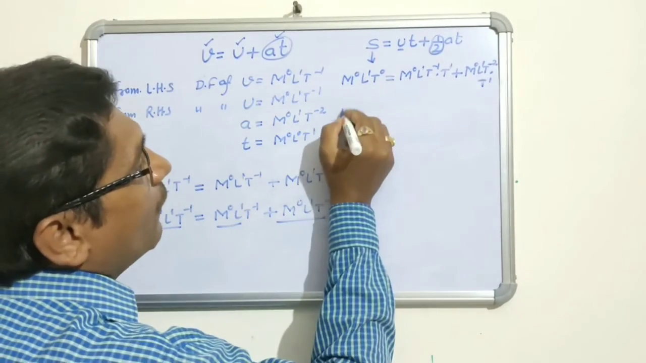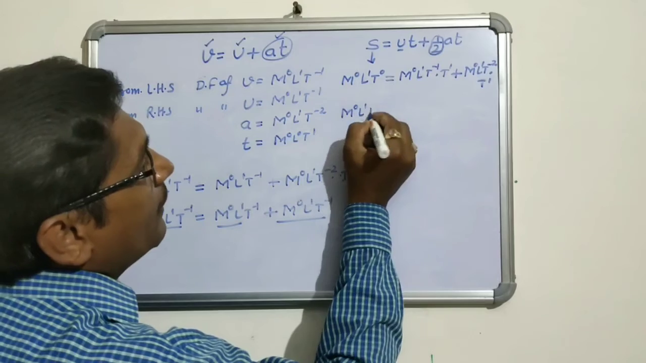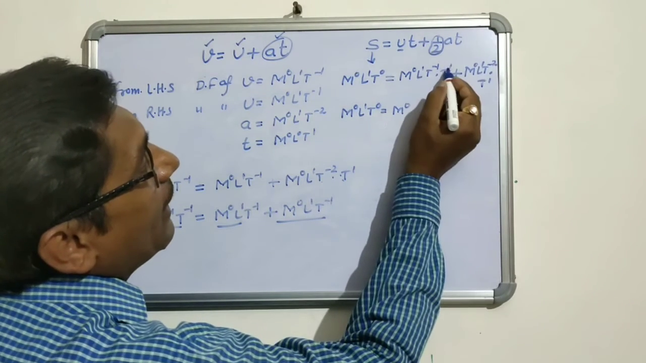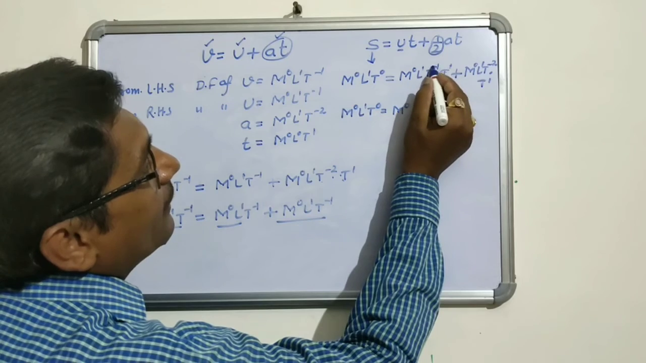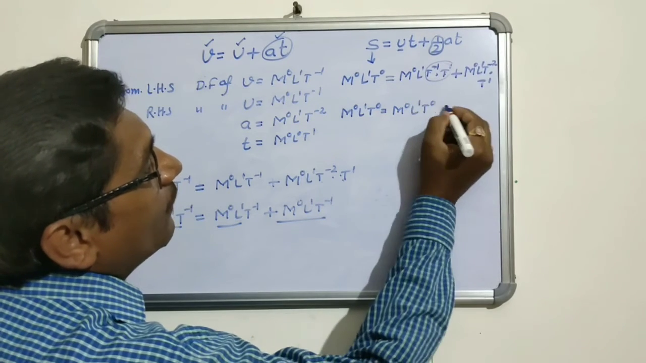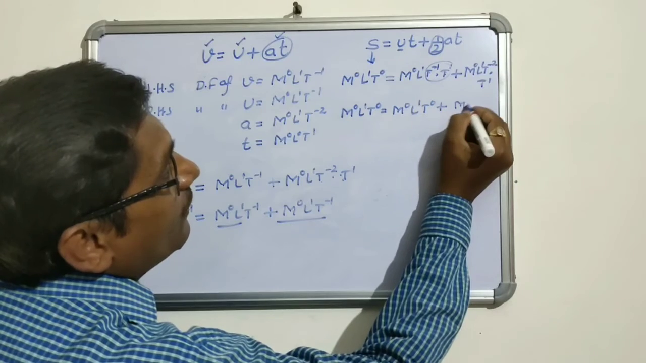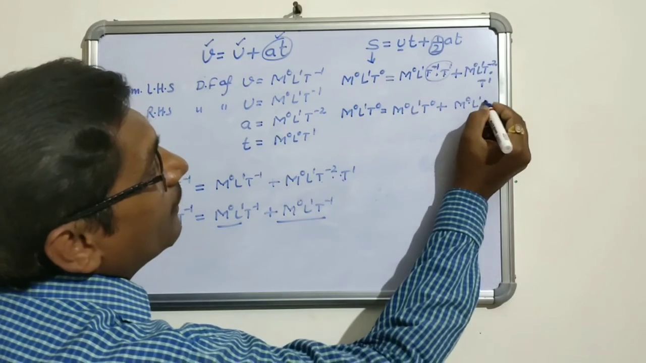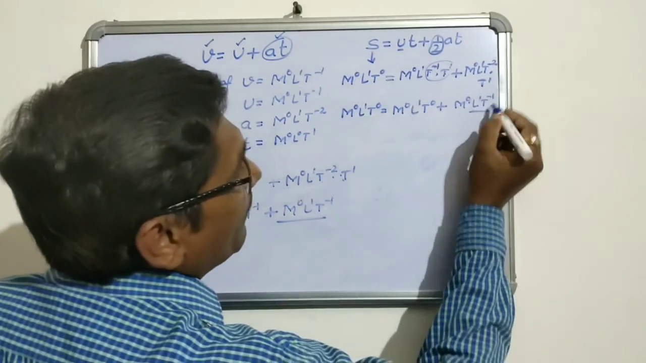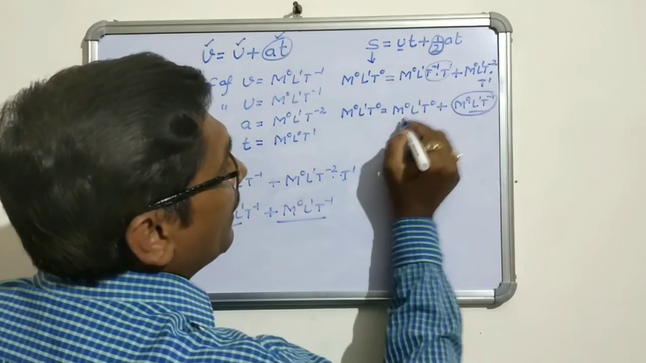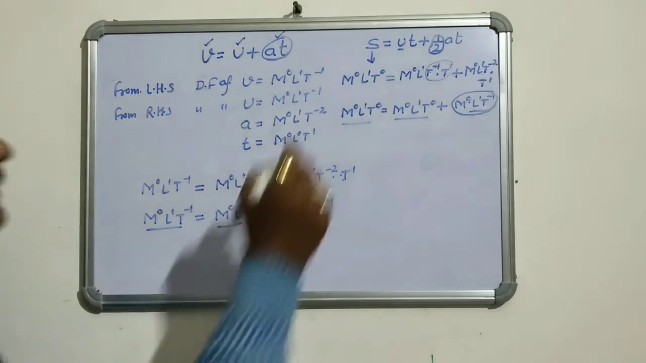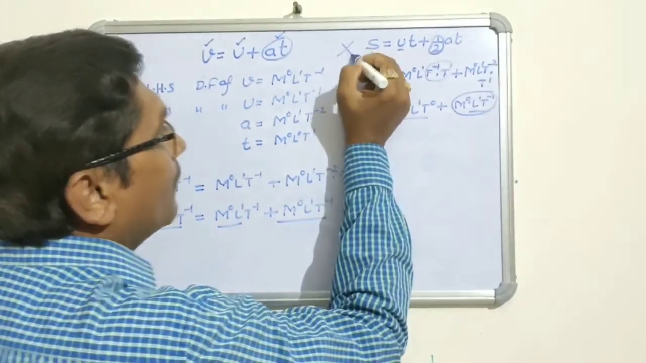After solving, M0 L1 T0 equals M0 L1 T0 plus M0 L1 T minus 1. T minus 1 and T1 cancel each other. Look here: this expression is not equal to this and this. That's why this equation is wrong.